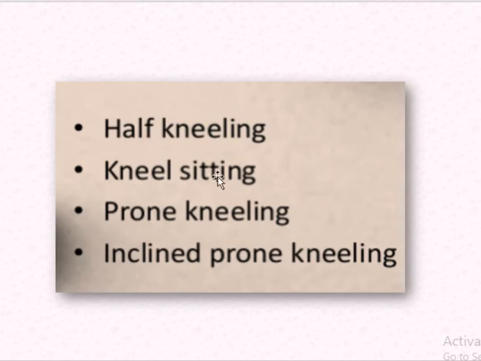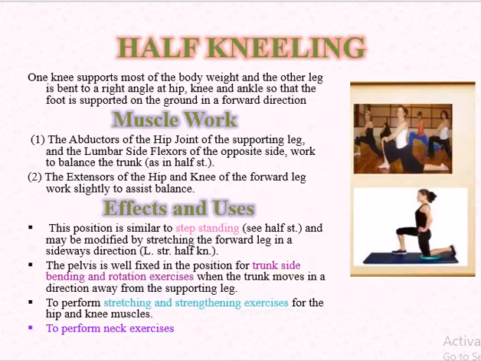What are the derived positions from kneeling? Half kneeling, kneel sitting, prone kneeling, and inclined prone kneeling. Now let's discuss these positions. Half kneeling: one knee supports most of the body weight and the other leg is bent to a right angle at the hip, knee and ankle, so that the foot is supported on the ground in a forward direction.